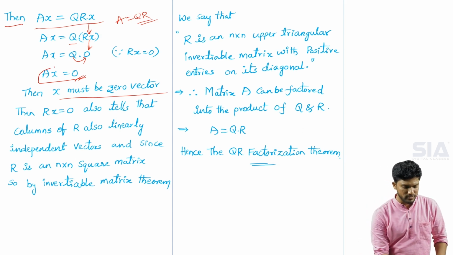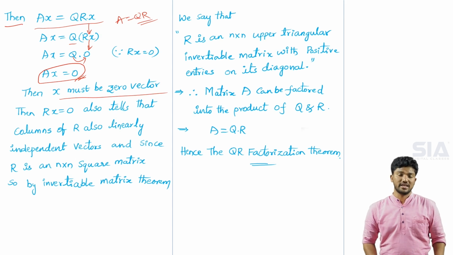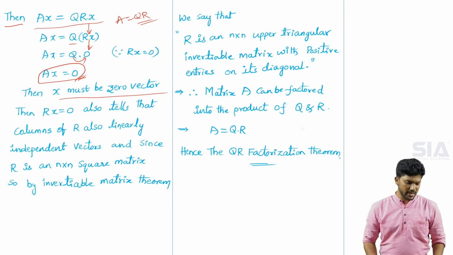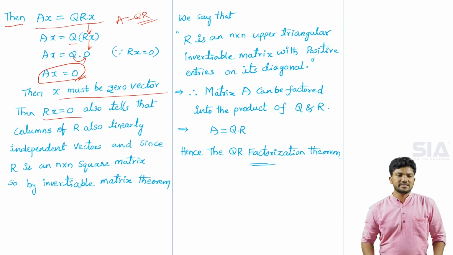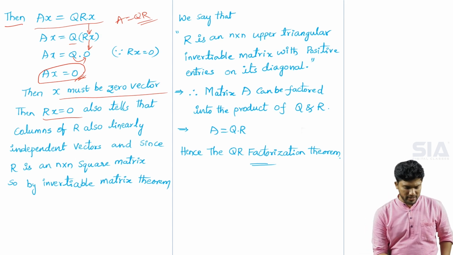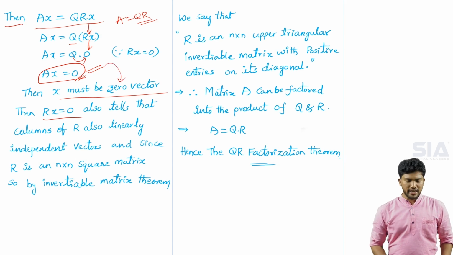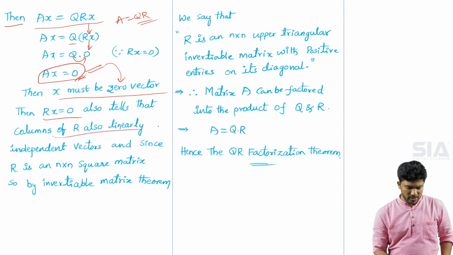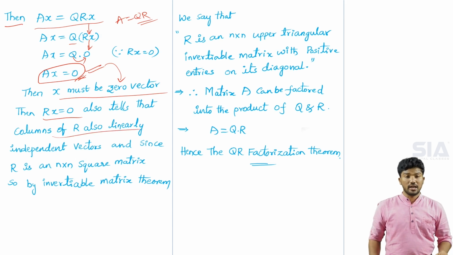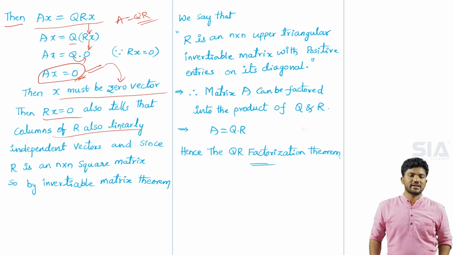ఎందుకంటే A into x equal to 0 అవుతుందంటే కండిషన్ ఏమవ్వాలి? x కూడా అక్కడ మనకు 0 అవ్వాలి. That is the null space of capital A. Then R into x equal to 0 also tells that whenever A into x is equal to 0, x must be 0. Then R into x equal to 0 also tells that columns of capital R are also linearly independent vectors.